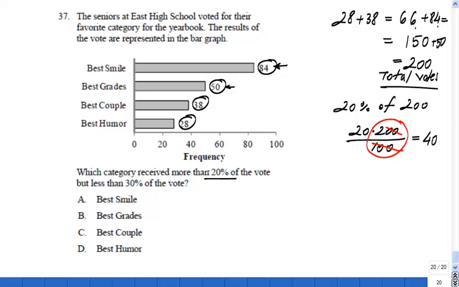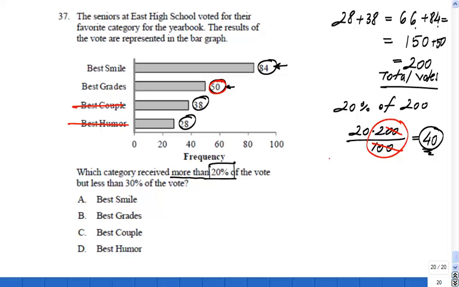So 40 represents the 20%. And I have to look for a category that receives more than 20%. More means it cannot be below 40, as numbers, below 40 votes. And I'm going to my graph and I'm saying, hey, best humor, not good. Best couple, not good. I need something that would be greater than 40. And I have this 50. Now, obviously you may say, hey, this should be the answer because that best smile seems to be a lot. However, that best smile is pretty close to 50%, right?